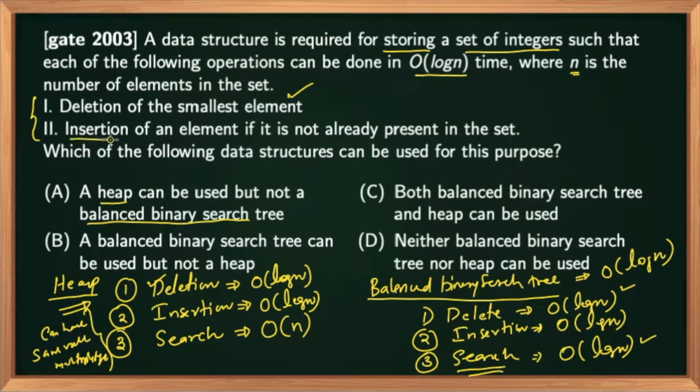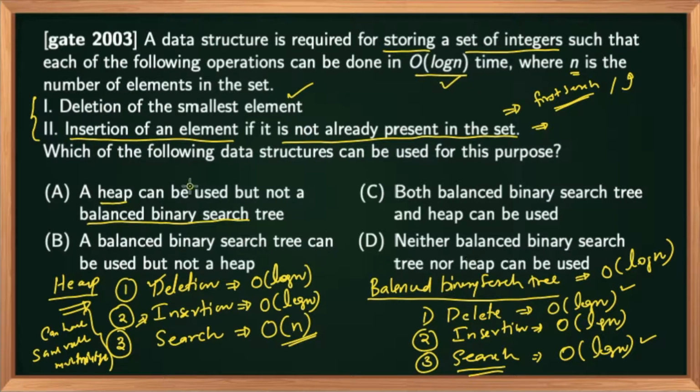Now insertion of an element if it is not already present in the set. Now if you see the heap insertion, we are just going to insert, we are not going to check whether that element is already present or not. So if you want to use heap for this operation, you have to first search for that element. If that element does not exist, then we call insertion. So you have to have a search here, and that is going to take order of n. So this operation you cannot do in log n time using heap.